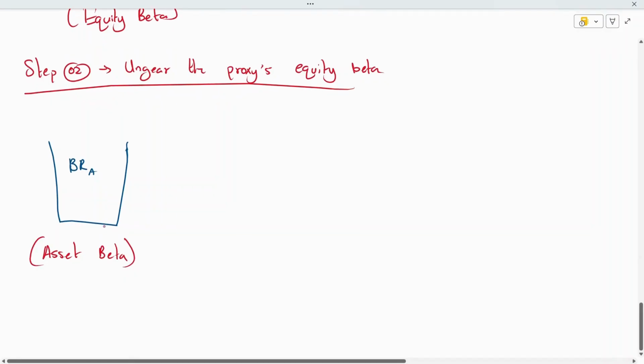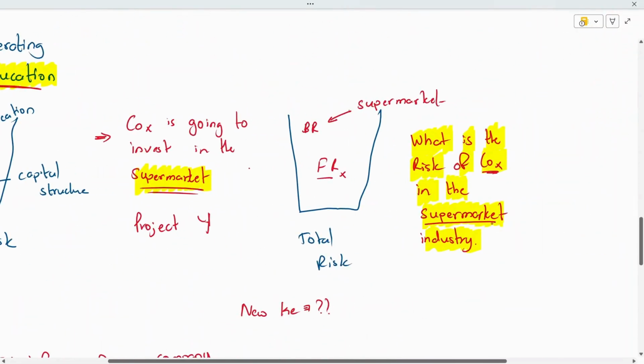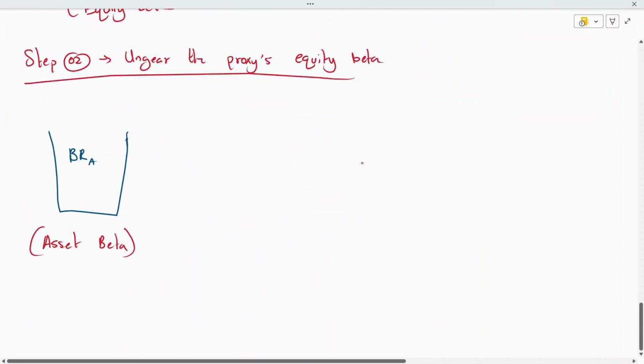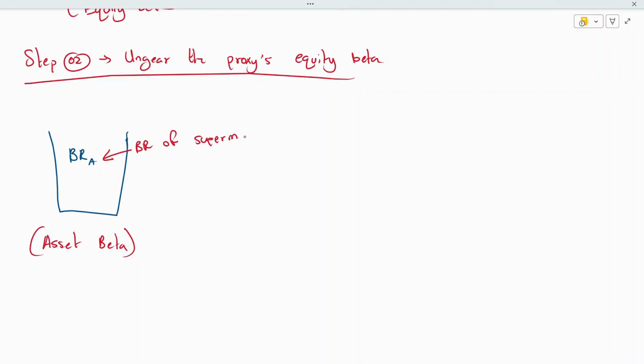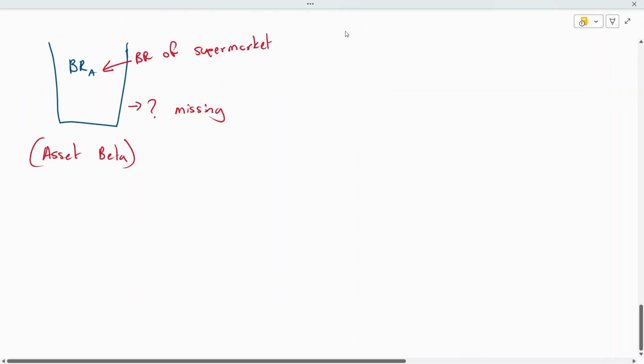Now remember, if we want to calculate the risk of company X in the supermarket industry, we have to mix two things: business risk of the supermarket industry and financial risk of company X. So in this cup, the business risk of the supermarket industry is there. But what is missing over here? The financial risk of company X is missing.